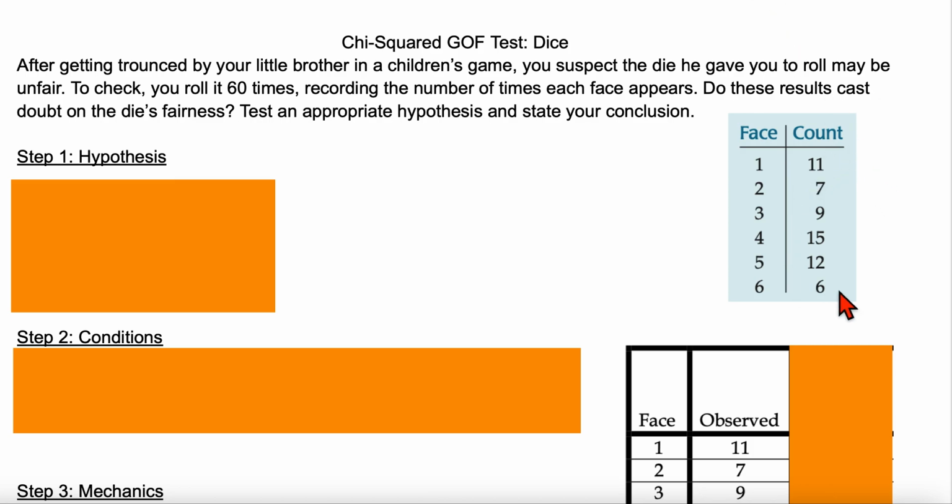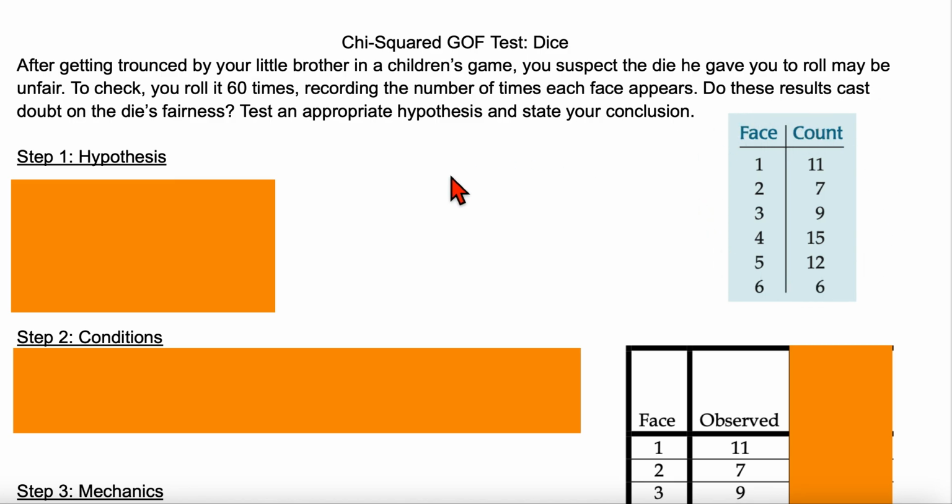So here are the results of your 60 rolls. Notice here the number 1 showed up 11 times out of your 60 rolls. The number 2 showed up 7 times out of your 60 rolls. And again, here are the results of your 60 rolls.